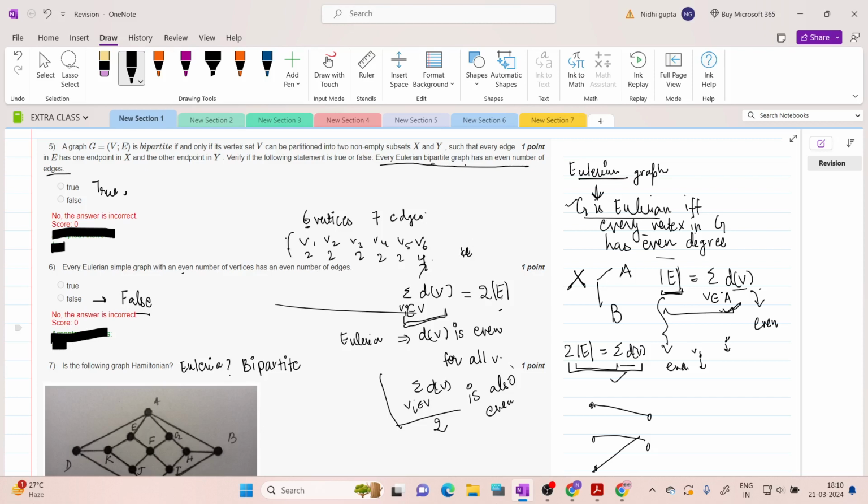So with this degree sequence, can you give me a graph? If we can construct a graph with this degree sequence, then it will be a counterexample, because if such a graph exists, it will be Eulerian as all the vertices have even degree, plus it has an odd number of edges. So can you construct a graph with this degree sequence? Five vertices have degree 2 and one vertex has degree 4.